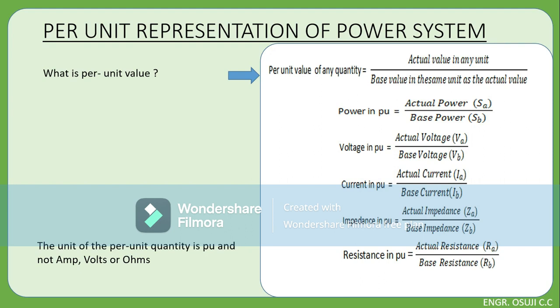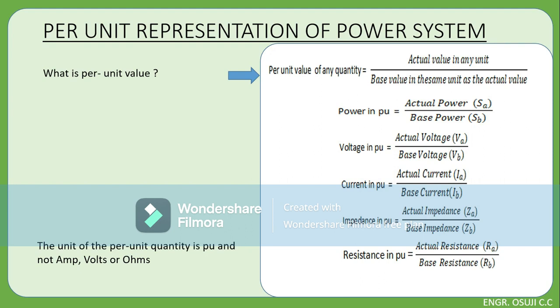Then we consider voltage in per unit. How do you represent voltage in per unit? We are also considering the actual voltage VA all over the base voltage VB. So what about per unit current? The same reason. Actual current all over what? The base current. What about per unit impedance? Actual impedance all over base impedance.